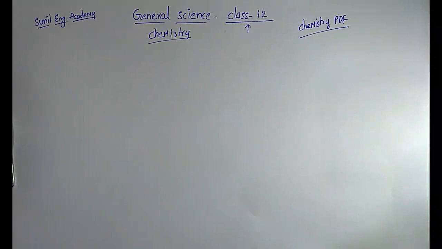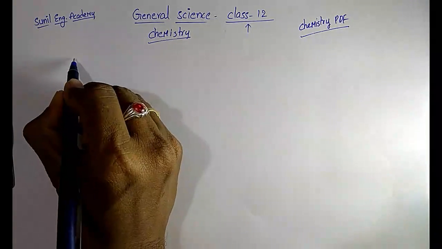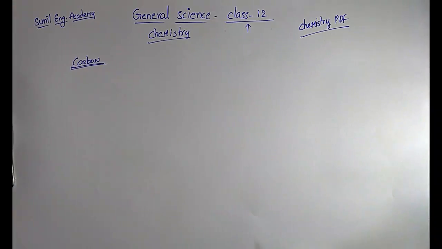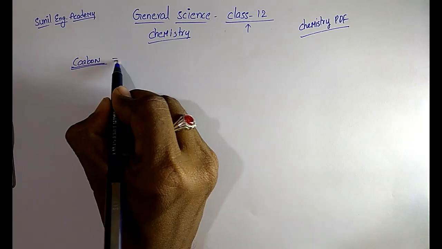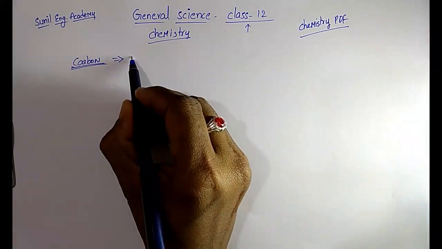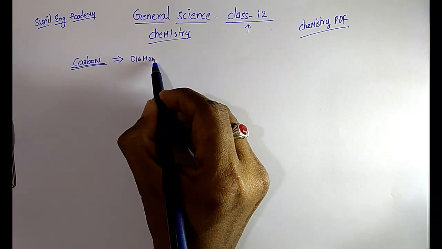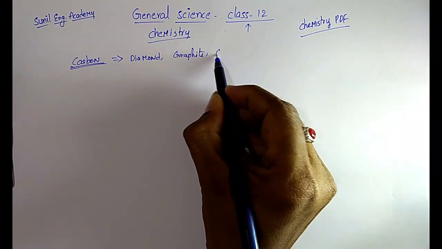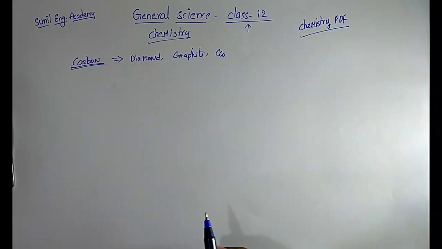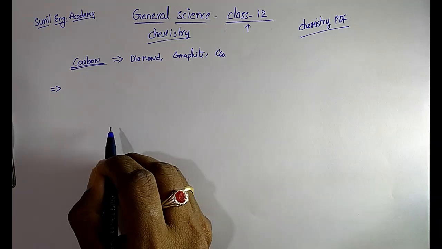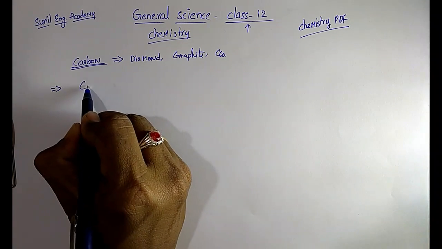Coming to this class 12, I want to continue about carbon. In this carbon we have already discussed allotropes of carbon, that is diamond, graphite and C60.